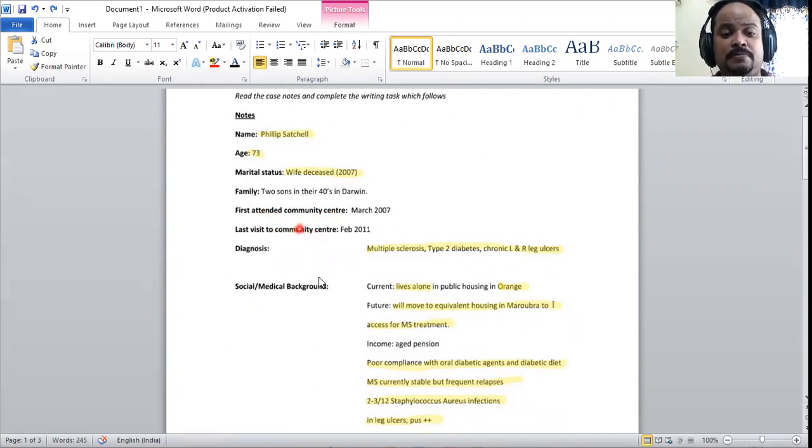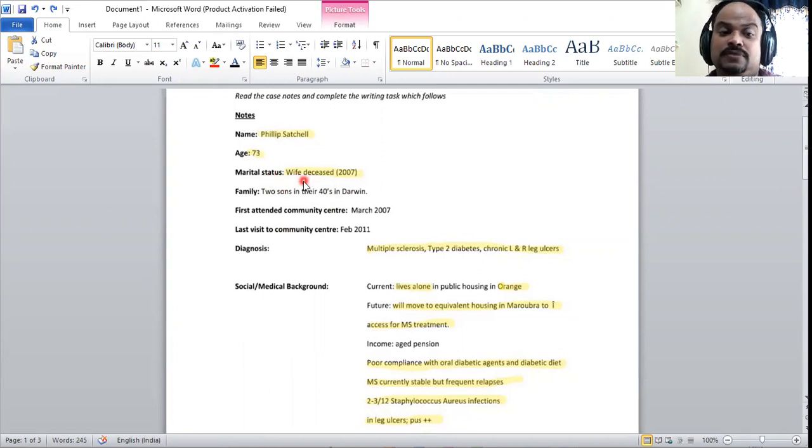The patient, Phillip Satchell, lives alone in public housing in Orange. So he is in Orange. It means that the community center is somewhere near Orange. Orange is the name of a place. So we have 3 places here. One is Orange, another one is Darwin, another one is Marlborough. Orange is the place where the patient lives. And Darwin is the place where his 2 sons in their 40s live. They don't have contact with the father.